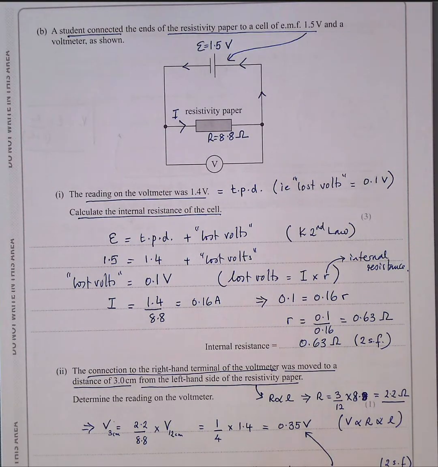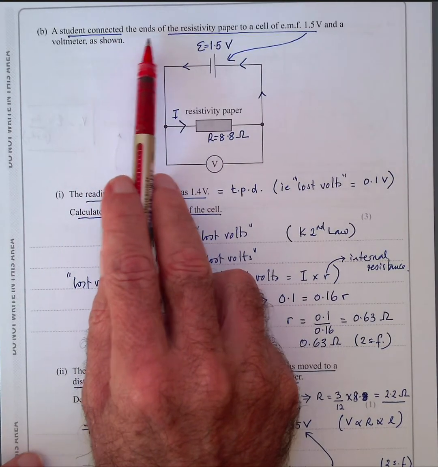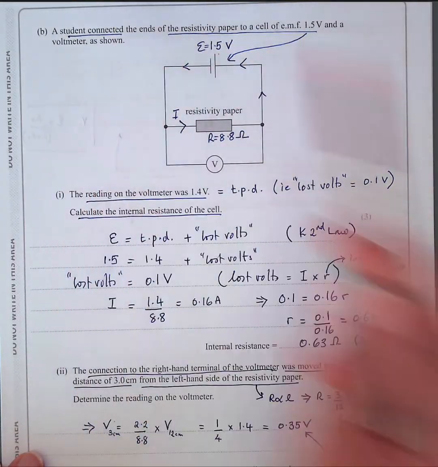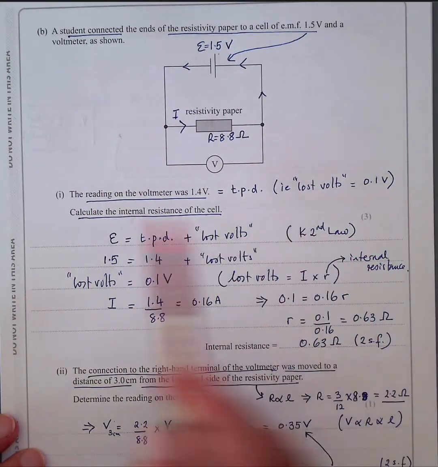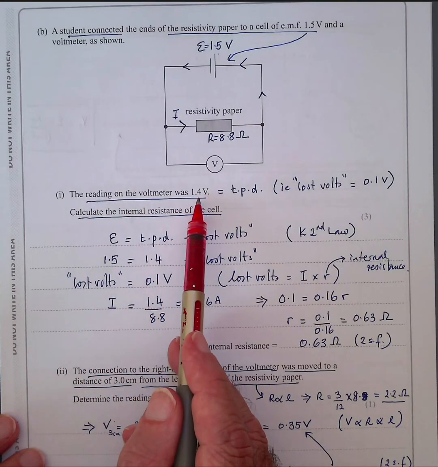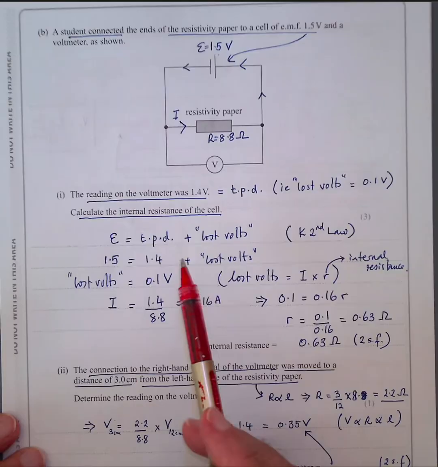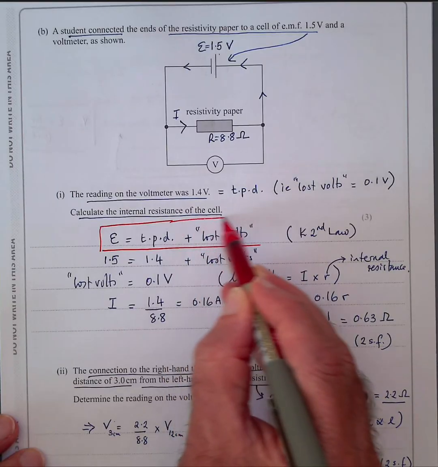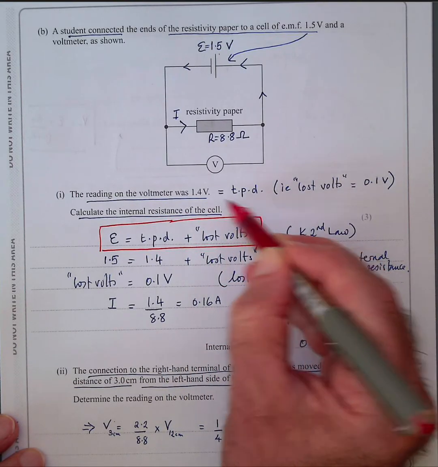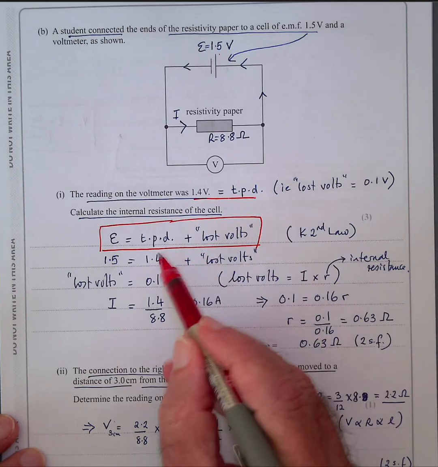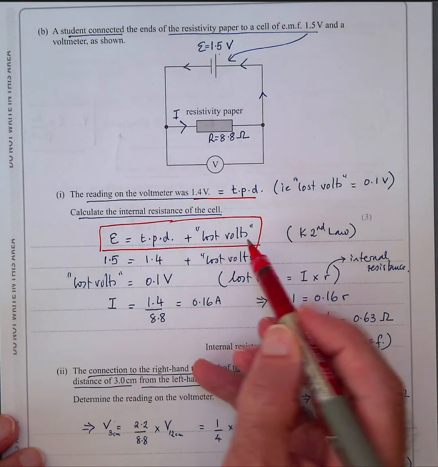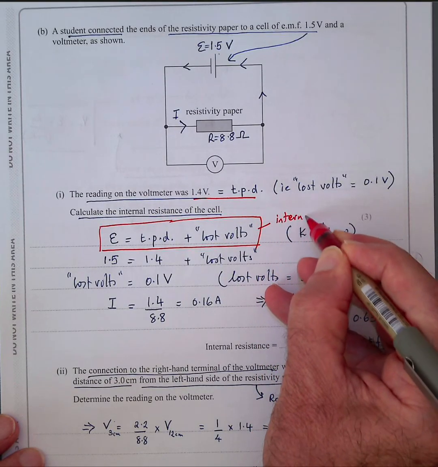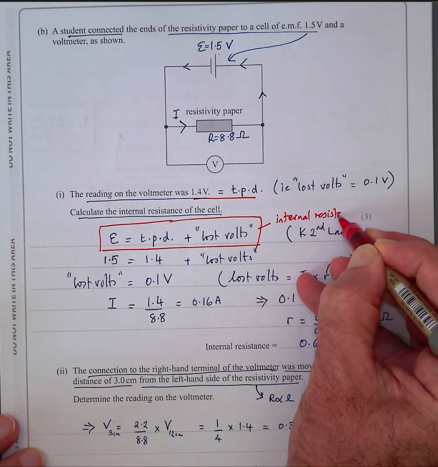Then it continues with 13B. The student connected the ends of the resistivity paper to a cell of EMF 1.5 volts and a voltmeter is shown. It says the reading on the voltmeter was 1.4 volts. That's less than the EMF. So we know from the core practical that the terminal potential difference, which is what a voltmeter measures here, is 1.4 volts. That means the rest of it is lost volts. Where is it lost? Inside the internal resistance. So you have internal resistance inside your cell.